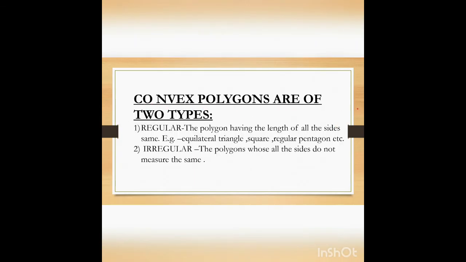Convex polygons are of two types, regular and irregular. The regular ones have the length of all the sides the same. So, for example, in triangles you can take equilateral triangle, in quadrilateral you can take square, regular pentagon, regular hexagon, etc. Whereas in irregular polygons, all the sides do not measure the same.